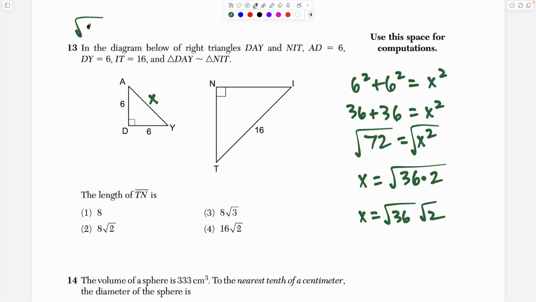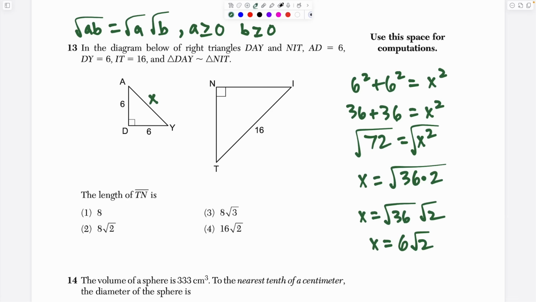Remember, back to Algebra 1, you have this nice formula: square root of AB equals square root A times square root B, as long as A is greater than or equal to 0 and B is greater than or equal to 0. And then now I get that x equals the square root of 36, which is 6, and then I get square root 2 like this. So I could replace that x with 6 square root 2. And let's just clean that up a bit. So this piece here, we're going to have 6 square root 2. So now we have enough information here to start getting through this question.